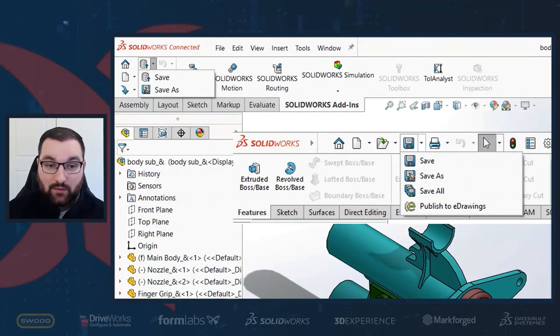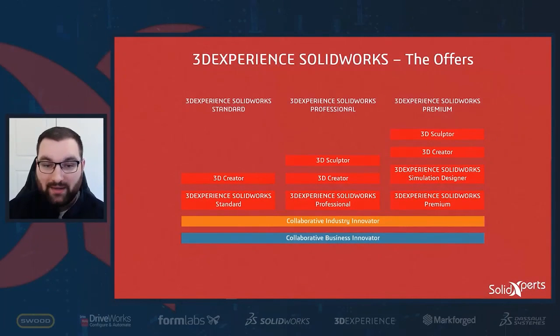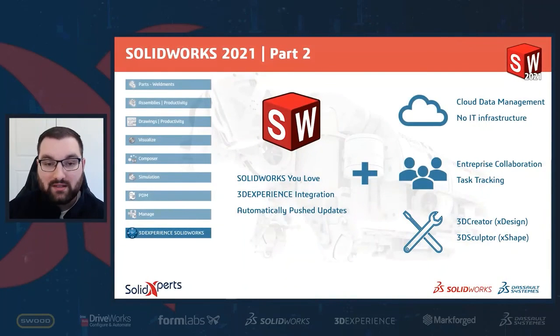Also, 3D Experience SolidWorks or SolidWorks Connected is always going to be up to date with the latest version, meaning that you don't have to worry about rolling out updates to your company. Now, 3D Experience SolidWorks comes in 3 flavors: Standard, Professional, and Premium, something we're very familiar with. Standard includes 3D Creator, Professional includes 3D Creator and 3D Sculptor, and Premium includes Sculptor and Creator on top of Simulation Designer. We're going to be getting more into the details when we talk specifically about the 3D Experience platform, but each of these offers provides the tools you need to do your job.